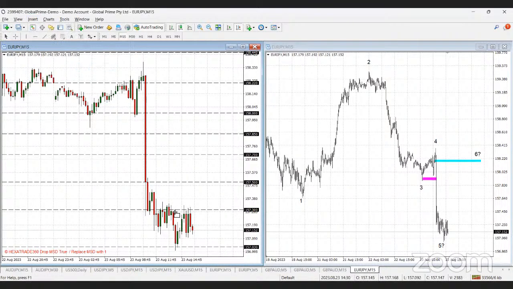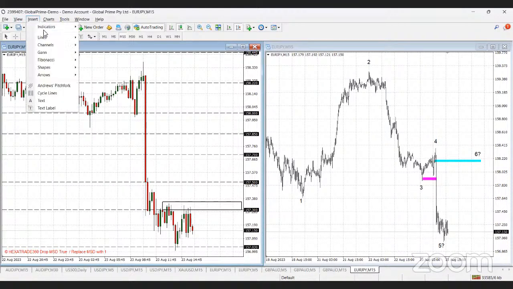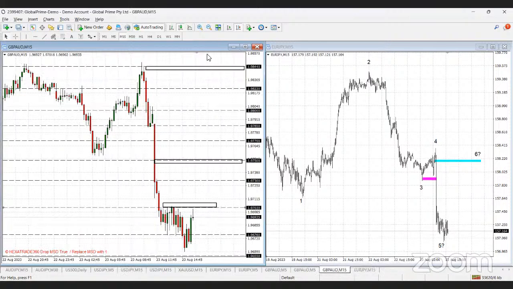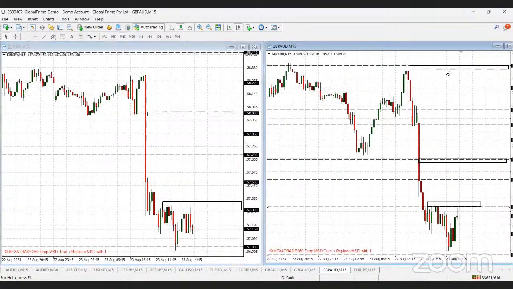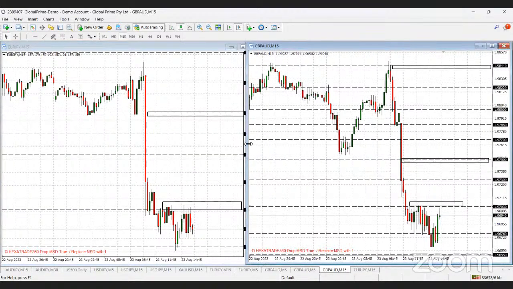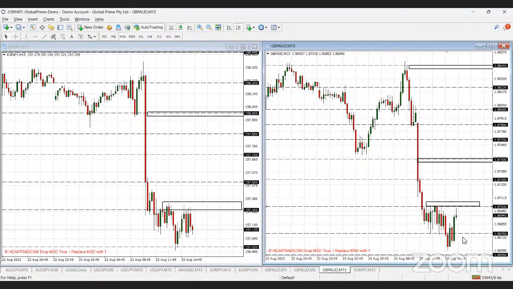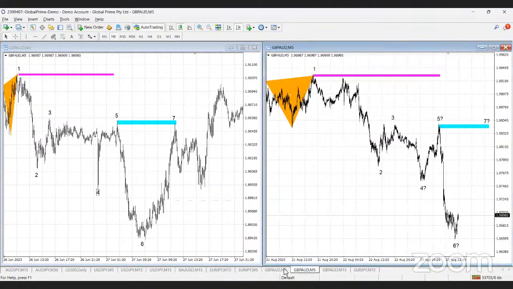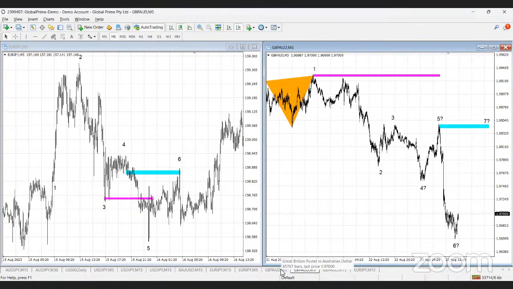So Euro Yen, you can see that we're respecting this level right here, the 157.30 level. If we can get back above that level, I believe we'll come up here. Pound Aussie should tap that level again. We're just shy of it. Should tap that level. Tell us what's going on. Pound Aussie looks a little more ripe.